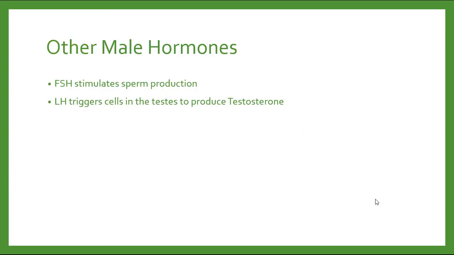So we talked about testosterone and its role in the production of sperm cells, but there are two other hormones that are also important for the male reproductive system. These originate from the pituitary gland in the brain. So this is follicle stimulating hormone and luteinizing hormone, which in turn help with the production of testosterone and therefore the production of the sperm cells themselves.